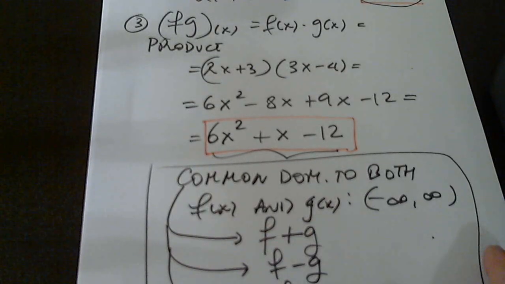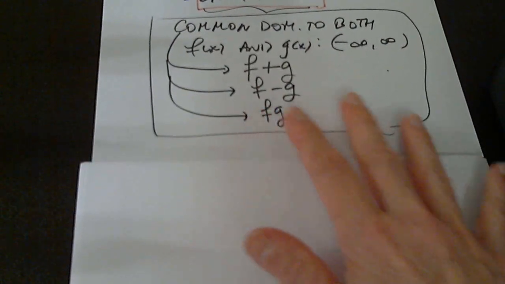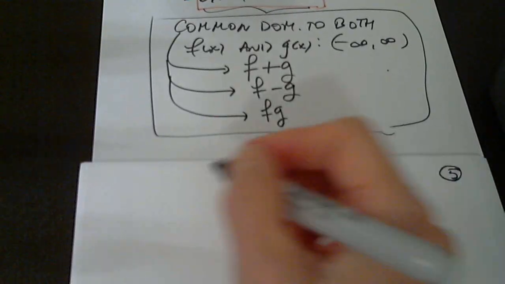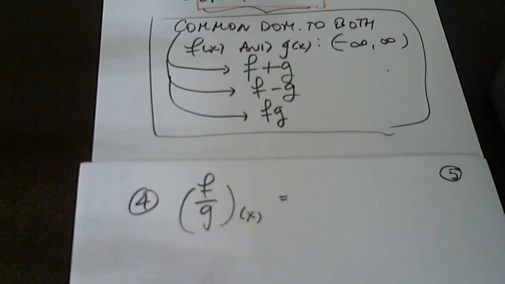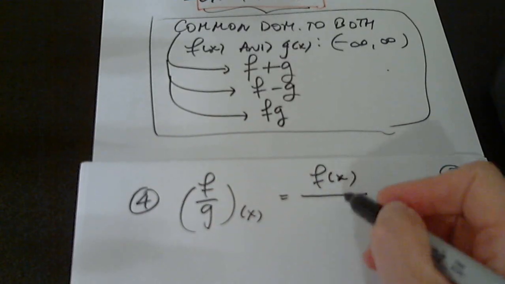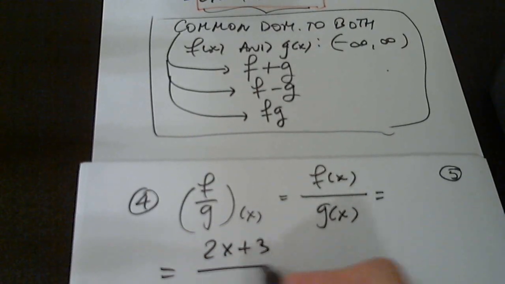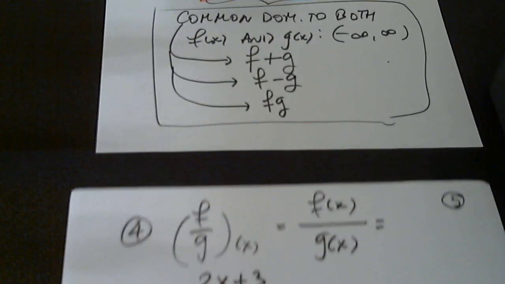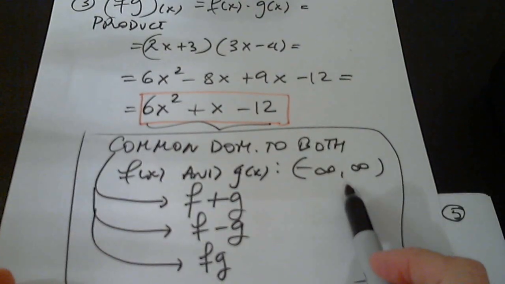Will the ratio have the same domain? I don't know. We are going to determine the ratio right now. So here's the ratio. So for f over g of x. Obviously, this is f of x over g of x. I'm copying f of x as 2x plus 3, and I'm copying g of x as 3x minus 4. Do you think that this function will have the same domain as the common domain or not? What will you say?